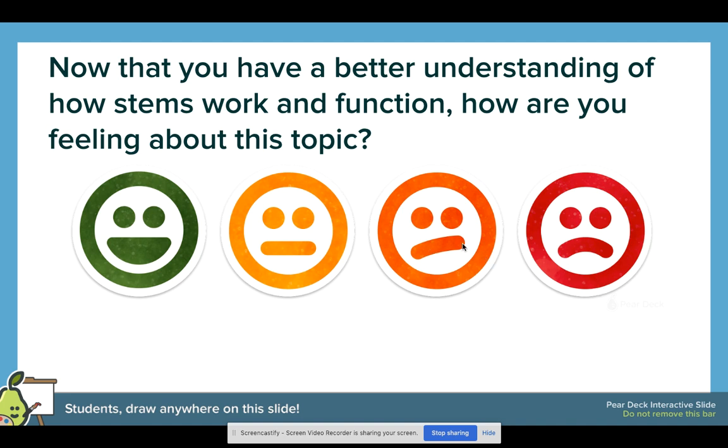This means like, I kind of get it, but I'm still not really sure. I might need some tutoring or extra practice. This one's like, okay, this makes more sense, but I think I need some more practice. So take a minute, let me know how you're feeling, and I can use that to decide how to move forward with our next steps.